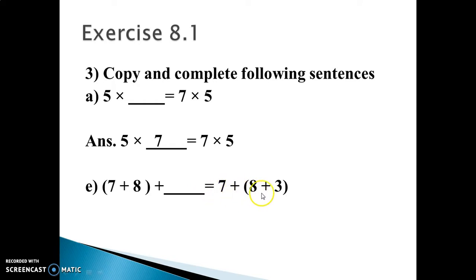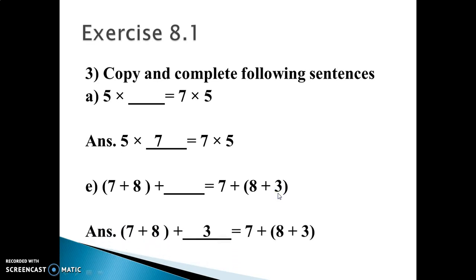If you look at the right hand side, the third number which is getting added with 7 and 8 is 3. This is fulfilling the associative property of addition, which states that during addition of three numbers, we can add any two numbers first and then add the result to the third number. So the missing number in the blank is 3.